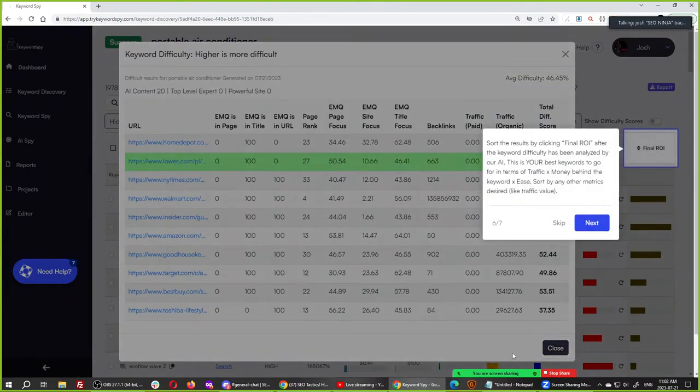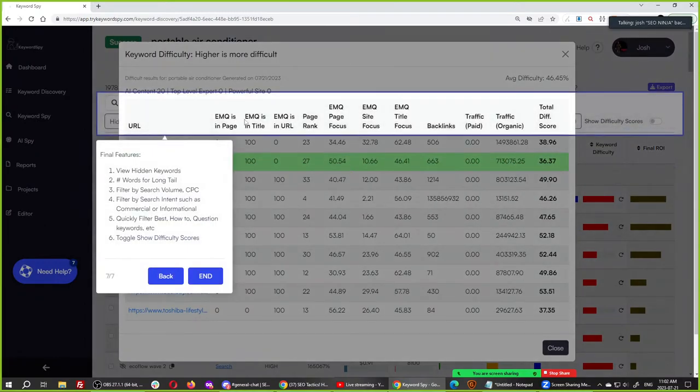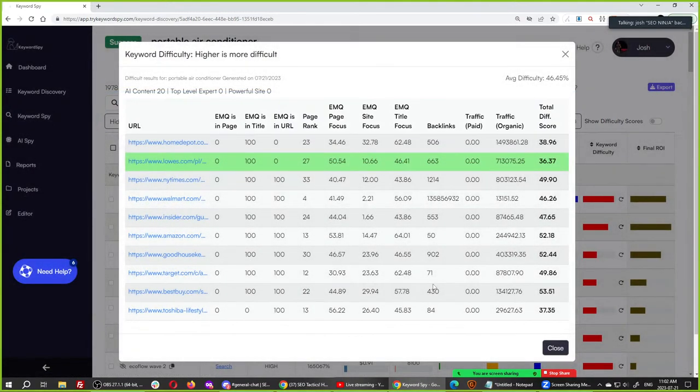You can close it by clicking here. You could sort it by the final ROI by clicking this. And then there were some other options here. You could see there's other options here that view hidden keywords, et cetera, et cetera. The tour is still a little buggered up. We need to fix it, but it's good to go through the tour and read it.